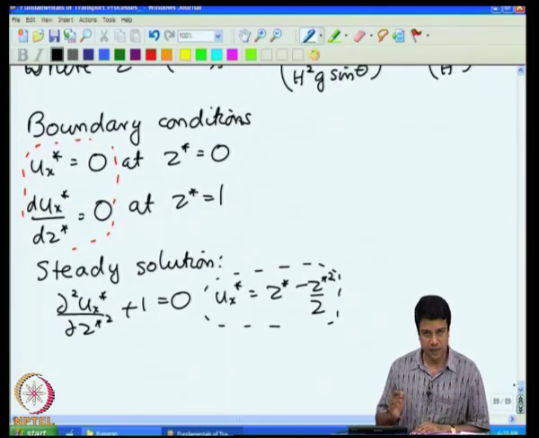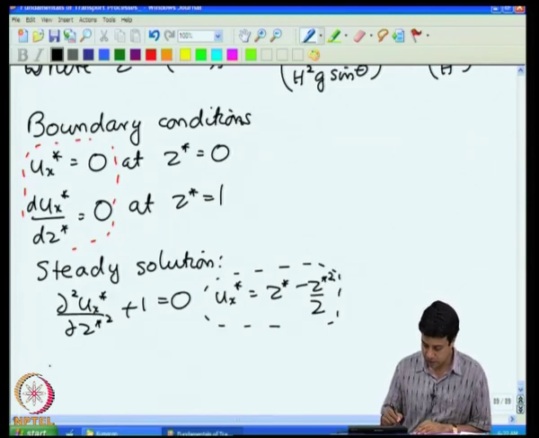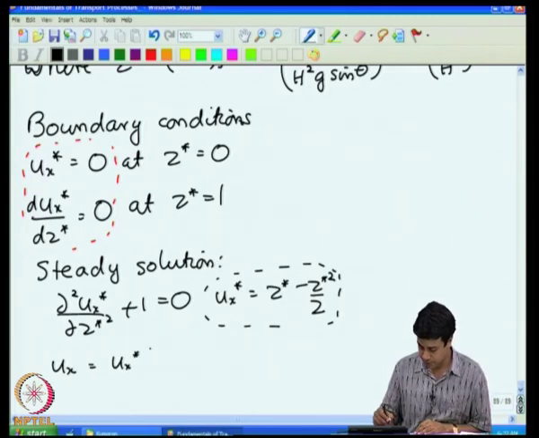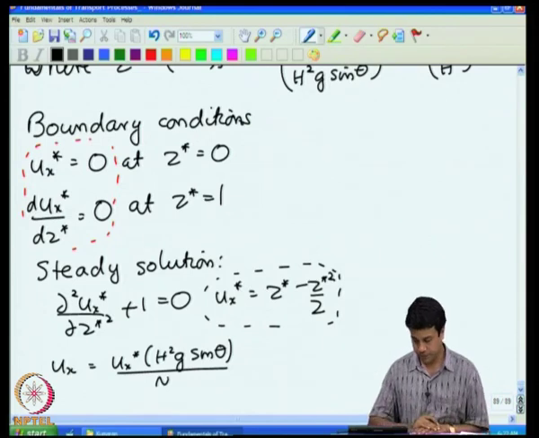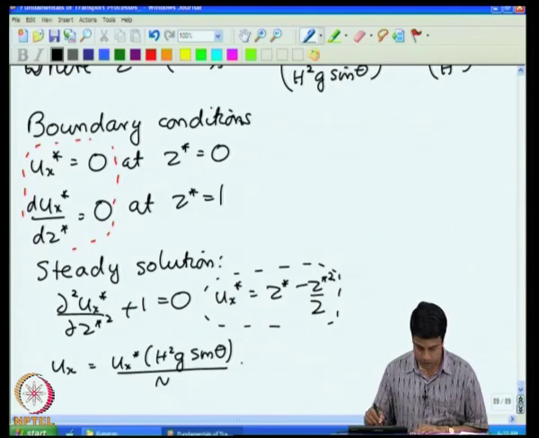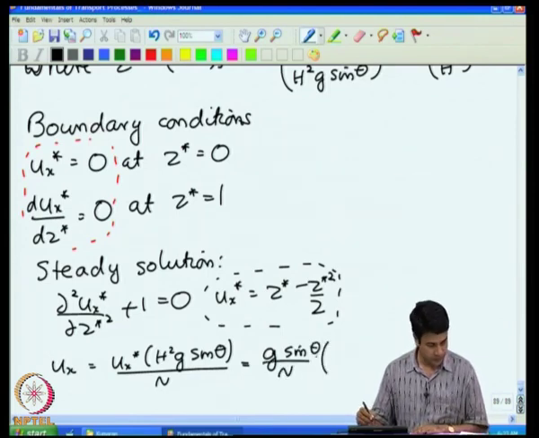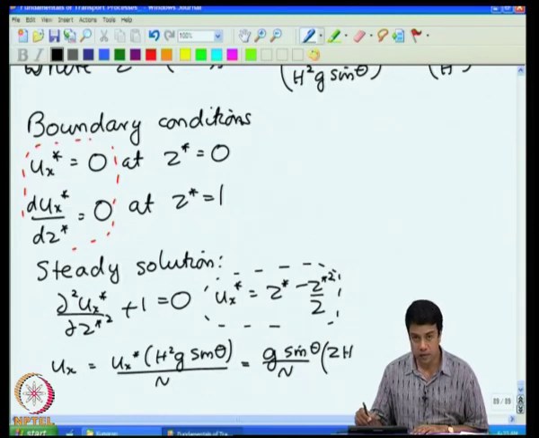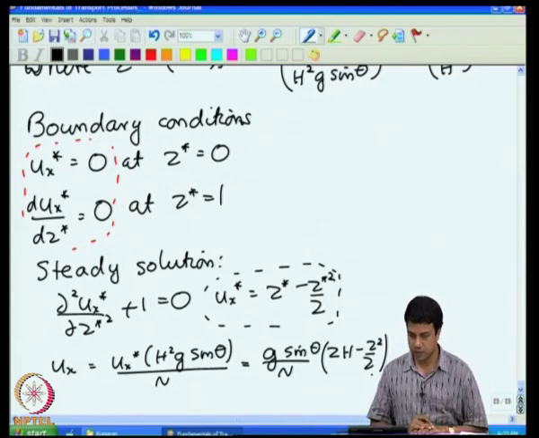I express this back in terms of the dimensional velocity. Ux is equal to ux star into h square g sin theta by nu. And this will be equal to g sin theta by nu into z h minus z square by 2. So, this is a parabolic velocity profile.